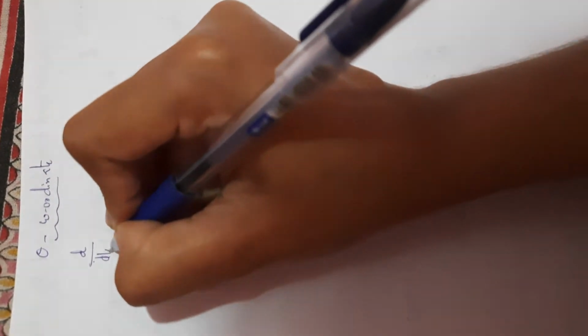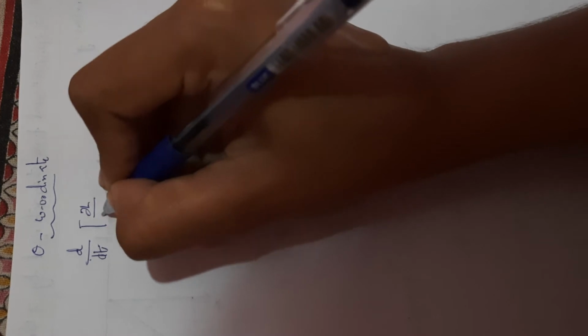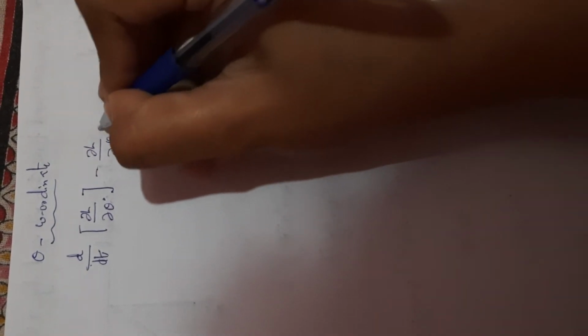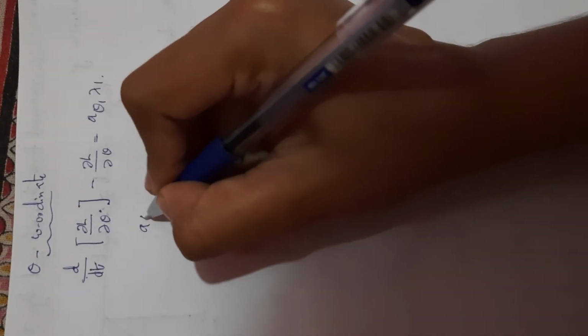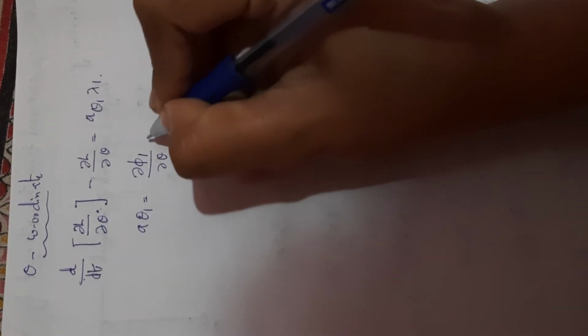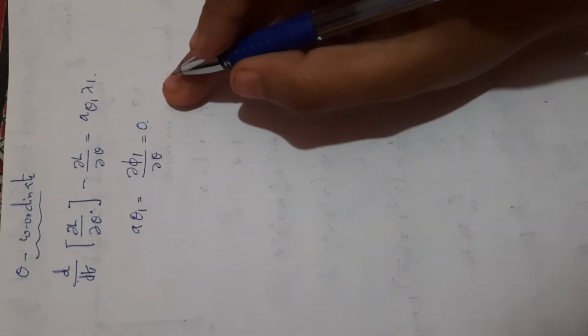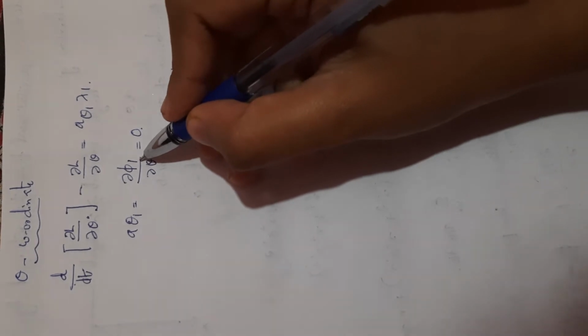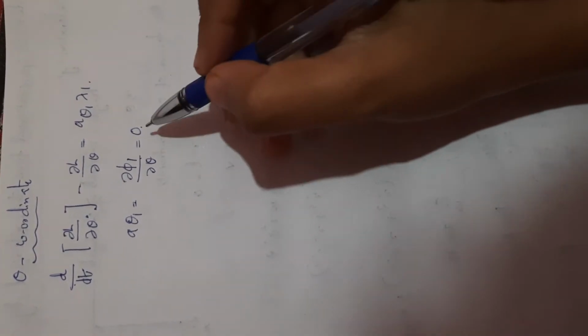In the theta coordinate, we can write d by dt of dou L by dou theta dot minus dou L by dou theta is equal to a theta 1 lambda 1. Here a theta 1 is equal to dou phi 1 by dou theta, which is equal to 0. Here we can see that there is no theta dependence in phi 1. Hence the differentiation with respect to theta will give 0.